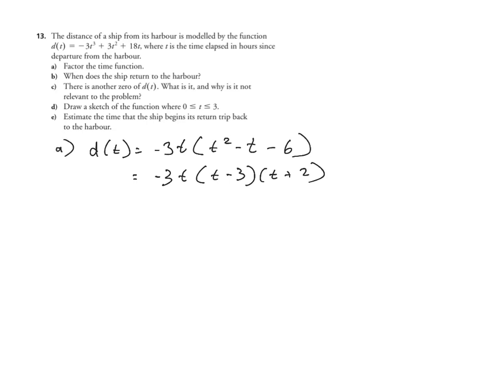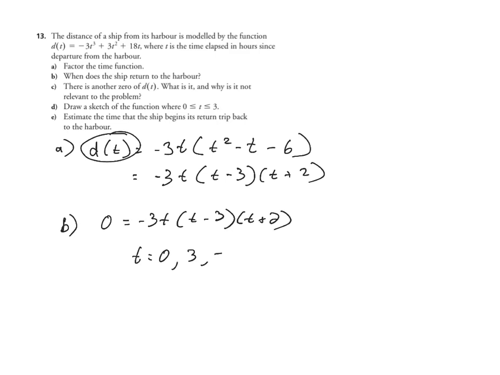When does a ship return to the harbor? So the distance of the ship from its harbor. Well, when does the distance equal 0? That's either when it's leaving or when it's coming back, or when it has come back, all right? So when will that equal 0? For B, we're going to say 0 equals negative 3t times (t minus 3) times (t plus 2), which means t either equals 0, 3, or negative 2.